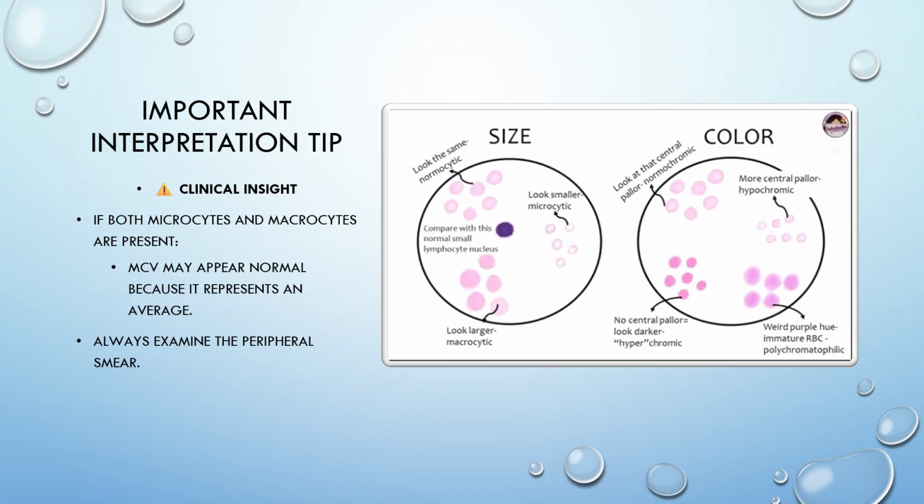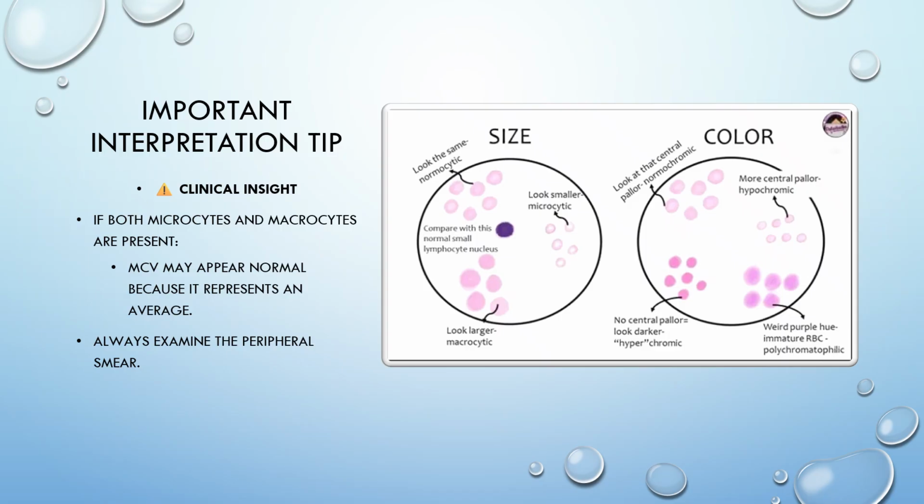So on paper, the red blood cell population might look normocytic, but when you look at the smear, you may clearly see two distinct cell populations. This is one of the reasons why peripheral smear evaluation remains essential in hematology.